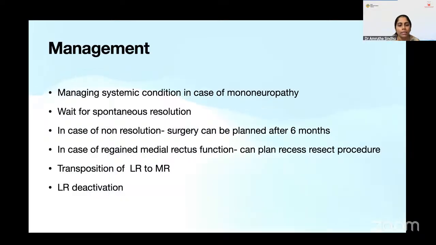The other commonly done procedure is the lateral rectus deactivation. The only acting muscle in a third nerve palsy is the lateral rectus. You just deactivate it, and the eye comes to the primary position. So that is in short about third nerve palsy.